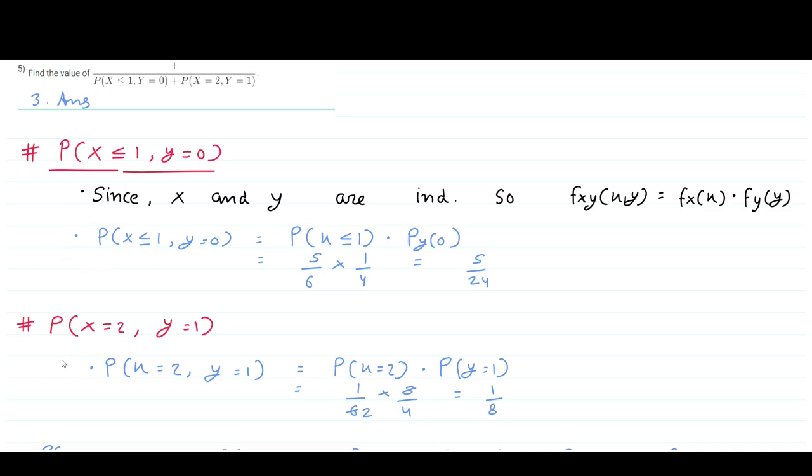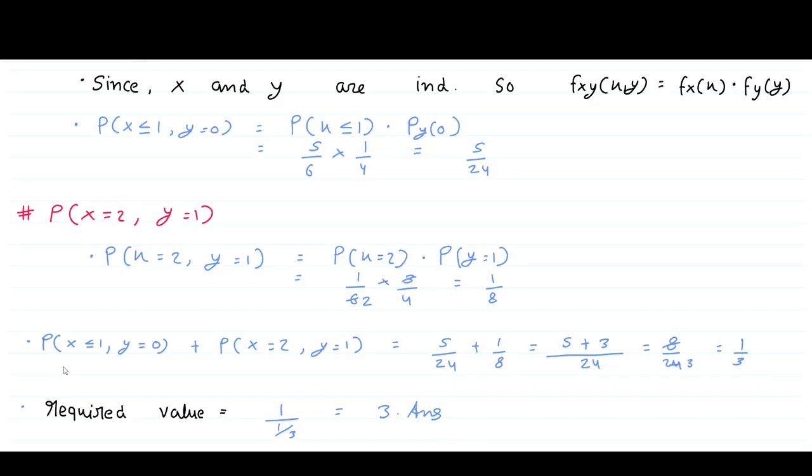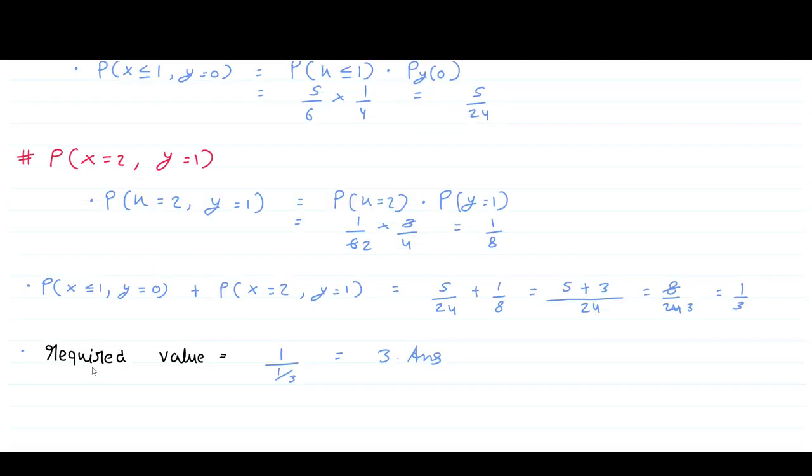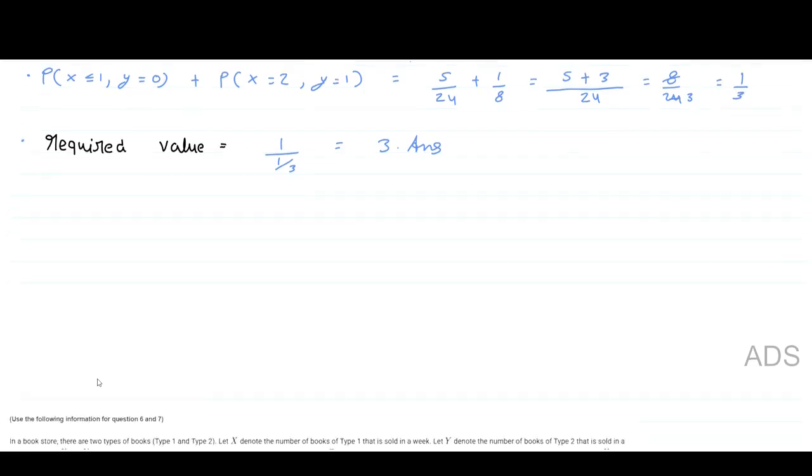Now, let us find the probability of x equal to 2 and y equal to 1. It is also equal to the probability of x equal to 2 times the probability of y equal to 1, which is 1 by 6 times 3 by 4, which is equal to 1 by 8. Now, if we calculate the denominator part, then it is basically 5 by 24 plus 1 by 8, which is 1 by 3. So, the answer for this question is going to be 3. Let us move to the next question.